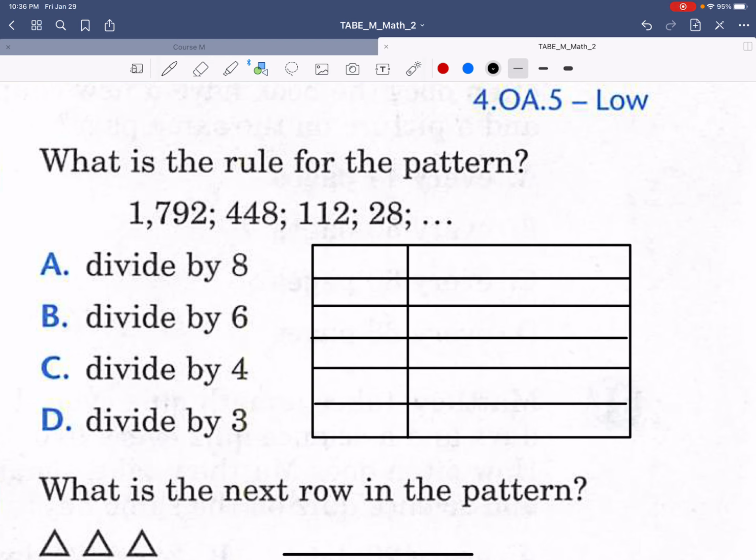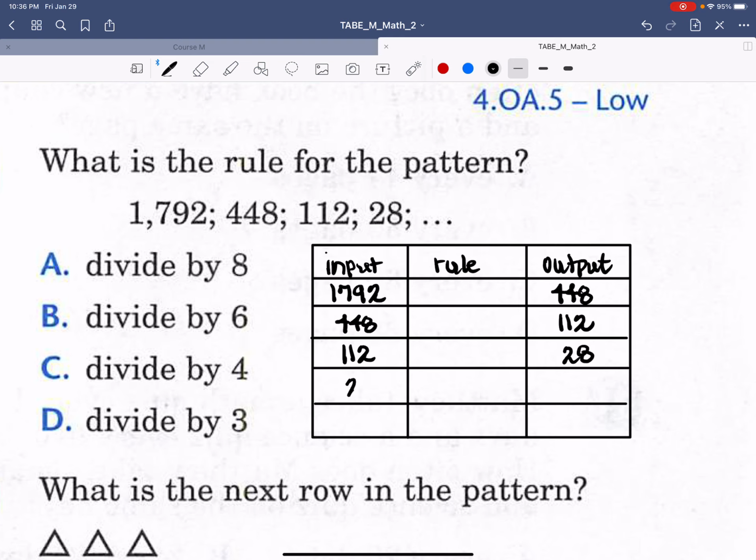Let's do input, rule, and output. This is not a story problem. And these numbers are side by side, so I can count. Here's the input that goes with this output. With this input, I get the 112. With the 112, I get the 28. And then we're supposed to figure out the rule. I don't need this extra row.